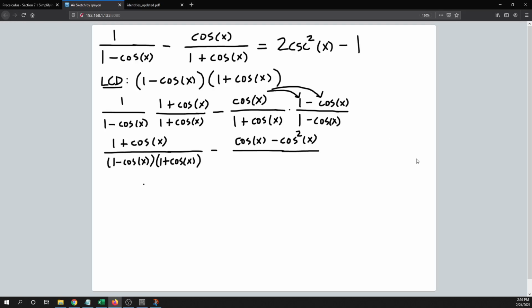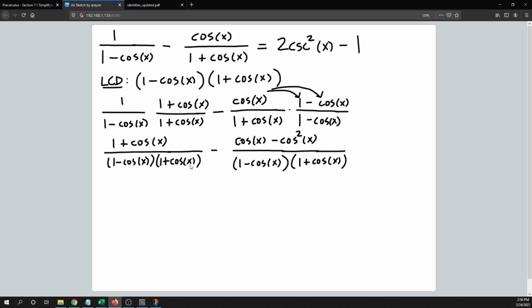And on the bottom, going to be the same thing. I have the LCD, right? 1 minus cosine x times 1 plus cosine x. All right, so now these two fractions have the same denominator, right? And so that makes it a lot easier to subtract them, because when you are subtracting two fractions that have a common denominator, you just subtract the tops and then put it over the same bottom.